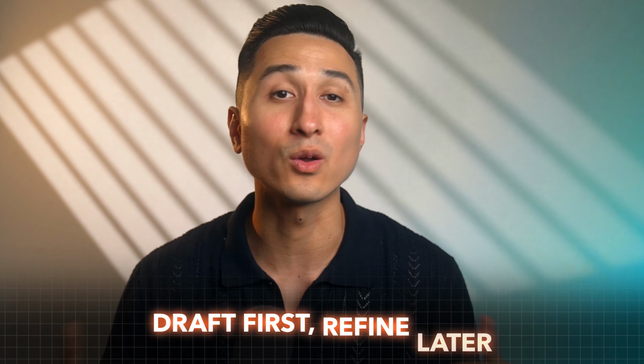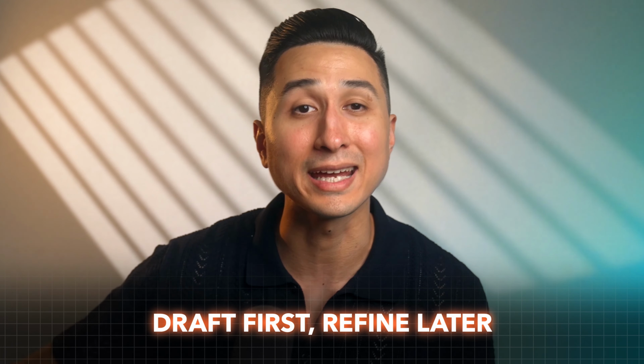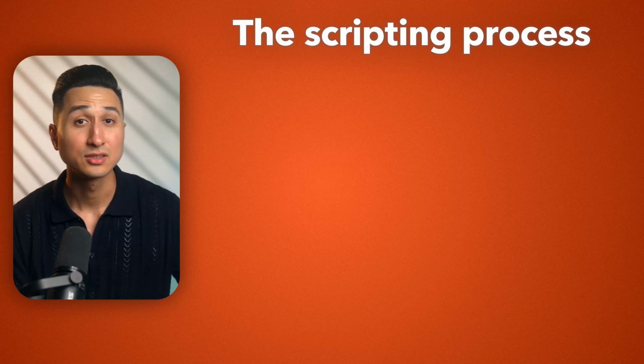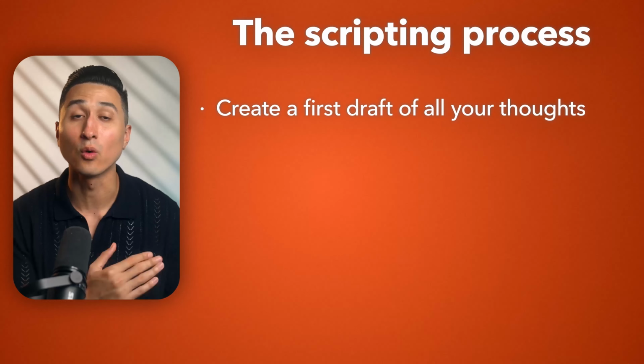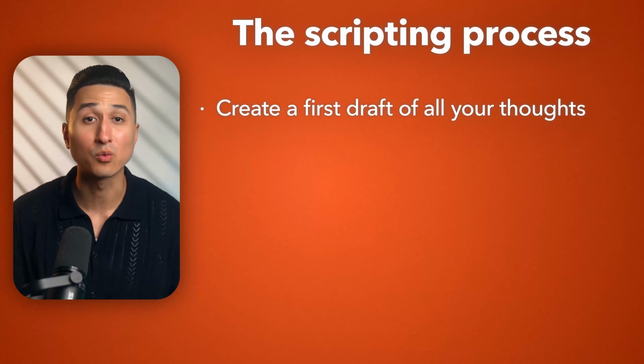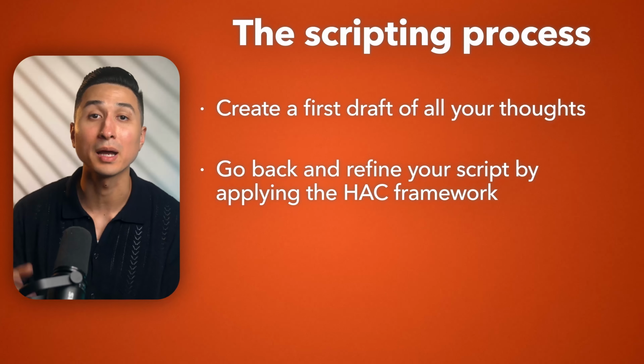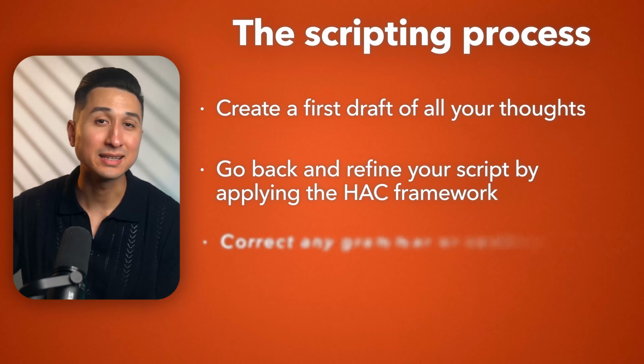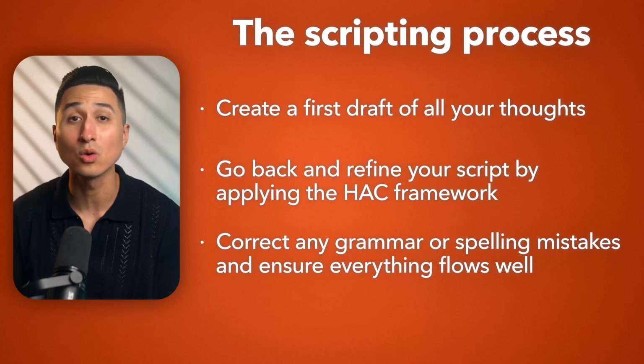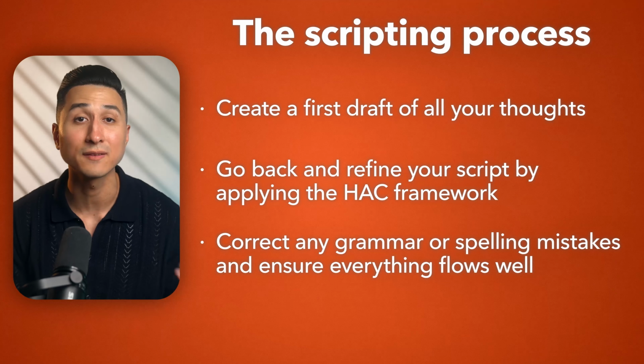But the more experience I got, the more I realized the best way to script your videos is to first draft out all of your ideas, then refine and edit it later. So basically, the scripting process should look something like this. So step 1, create a first draft of all of your thoughts. This will leave you with a rough skeleton of your video. Step 2, go back and refine your script by applying the hack framework. And then step 3, correct any grammar or spelling mistakes and ensure everything flows well.